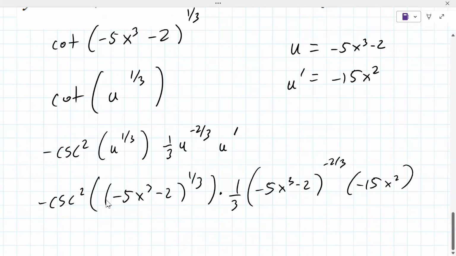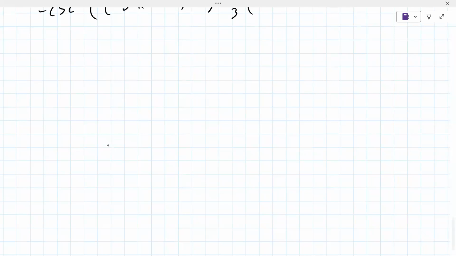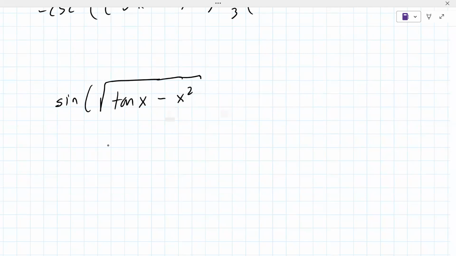So let's try something like this. I can't give you this exact one because you got this one down. But do you kind of follow this pattern of nesting functions, nesting dolls? Yes. All right, let's say it's sine of the square root of tangent x minus x squared.